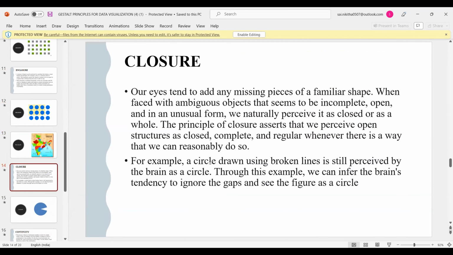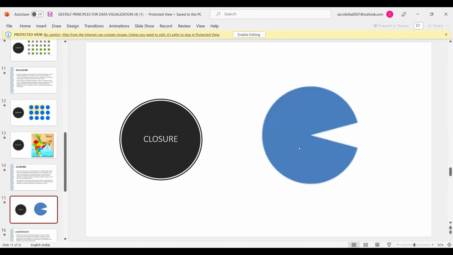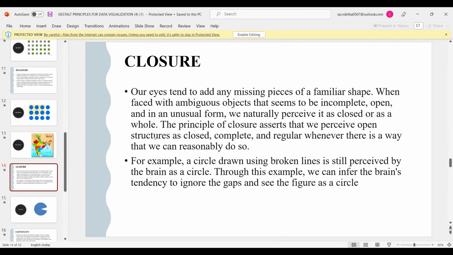Next principle, closure. Closure means if we see any picture, see this picture. In this picture, we will see a circle with a gap, but our brain assumes that it is a circle. Closure means that only. Our eyes tend to add any missing pieces of familiar shape. We add missing pieces, and we conclude that it is a circle or any shape. When faced with ambiguous objects that seem to be incomplete, open, and in an unusual form.